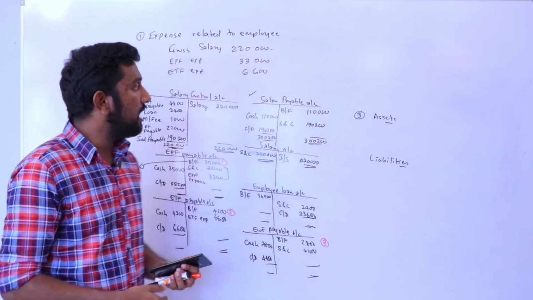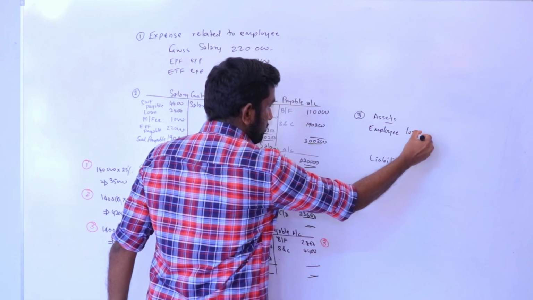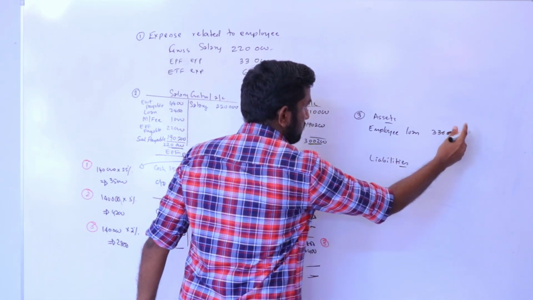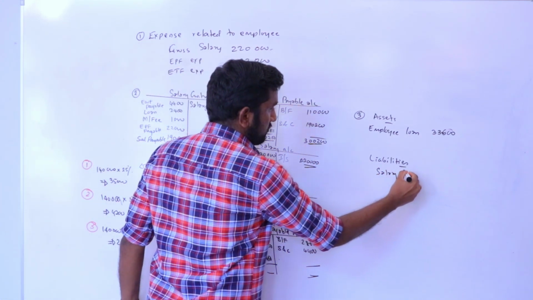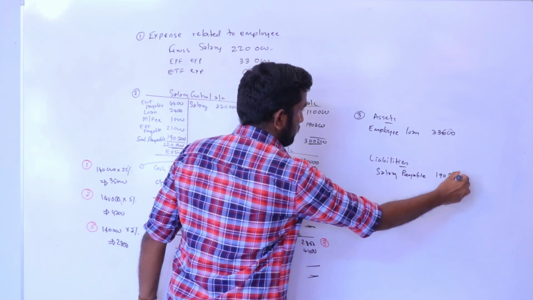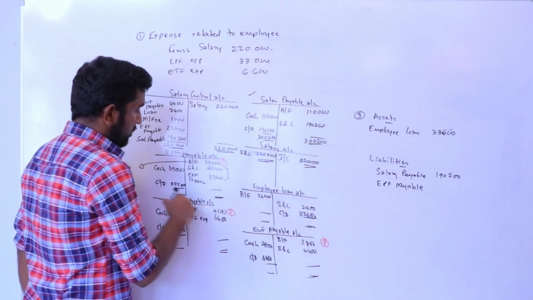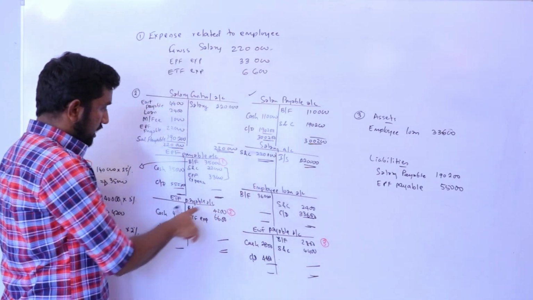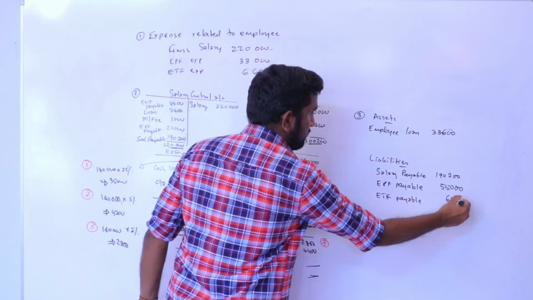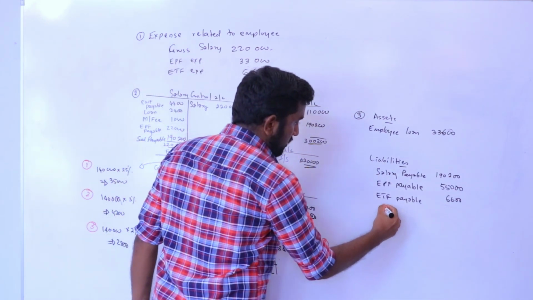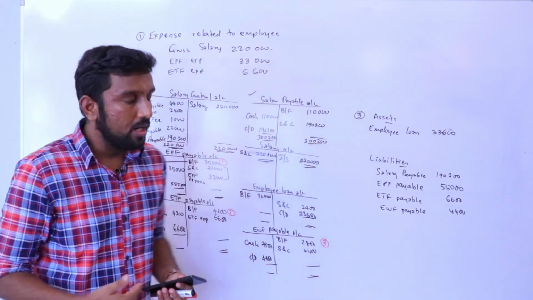The last requirement is assets and liabilities related to the question. So what assets do we have? We have an asset called employee loan, 33,600. And the liabilities. The first one is salary payable, how much? 190,200. Then EPF payable, how much? 55,000. Then ETF payable, 6,600. Then welfare payable, 4,000. EWF payable, 4,400. Right, now we have a doubt: what happened to the membership fee?